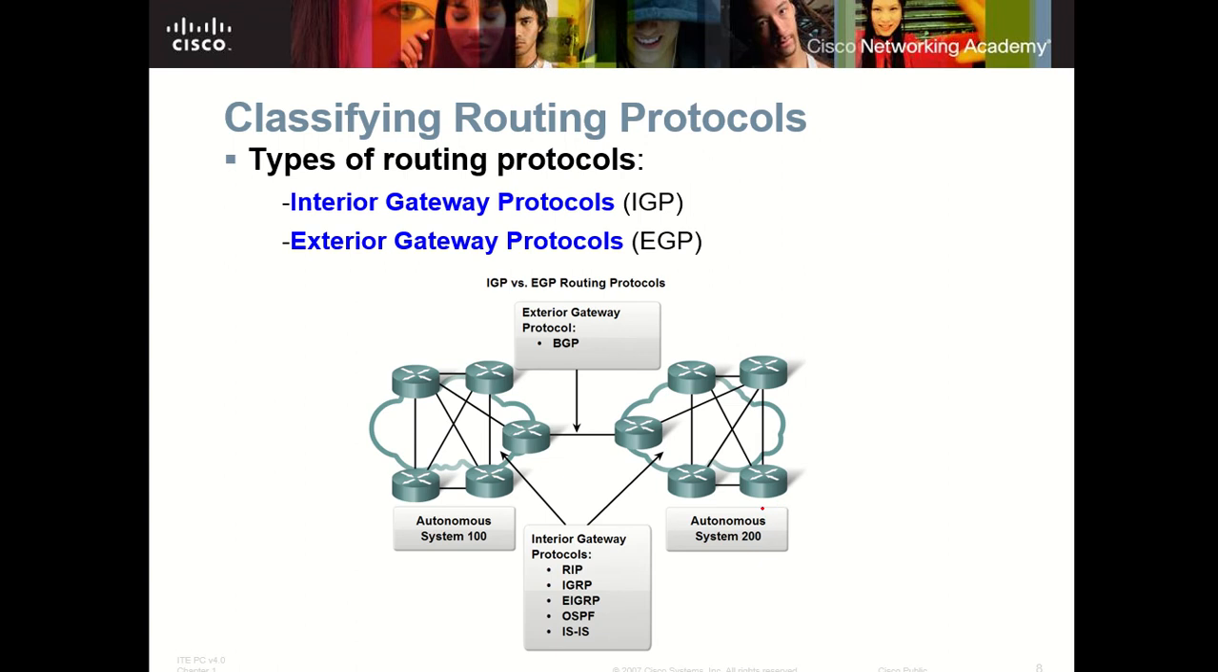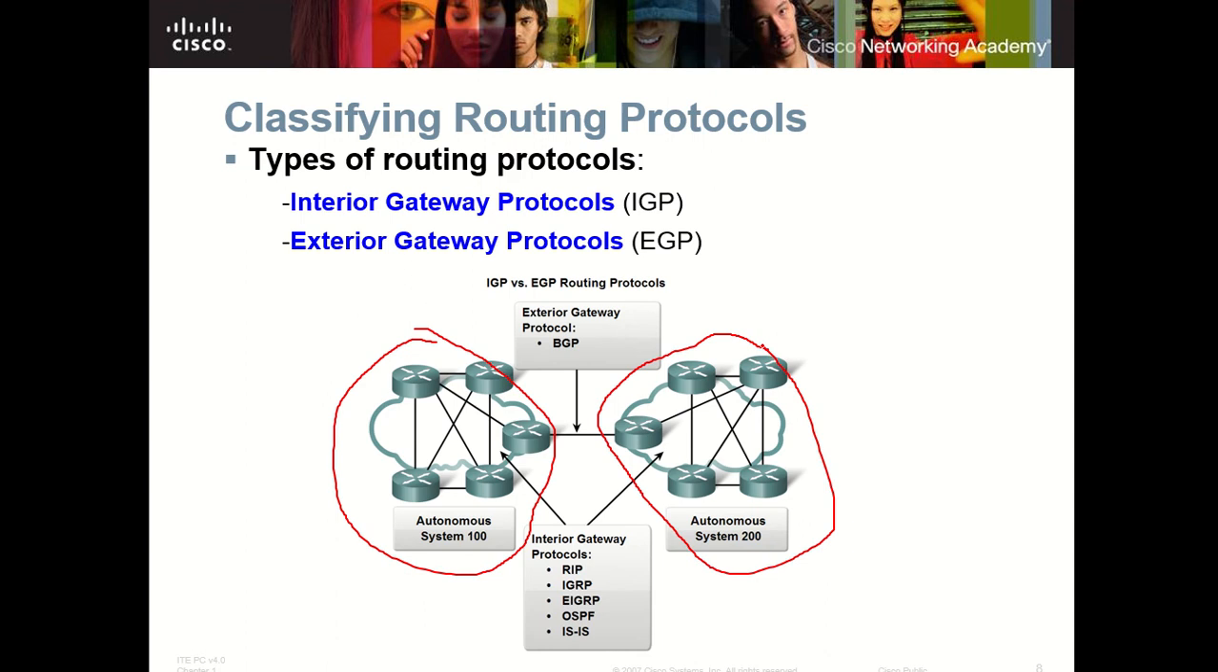Alright, so now let's look at where they are used. This is the autonomous system we mentioned in the previous slide. This is another autonomous system. So, within that autonomous system, the only dynamic routing protocols we can use are those that belong to the interior gateway protocols.